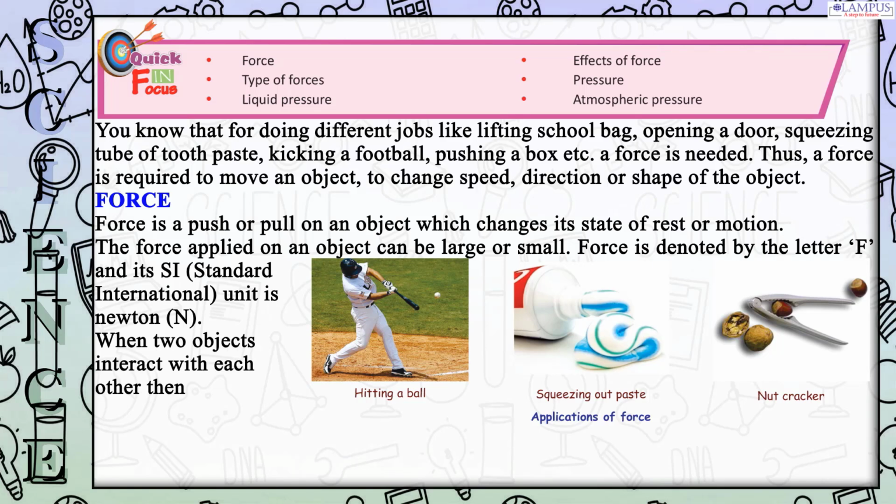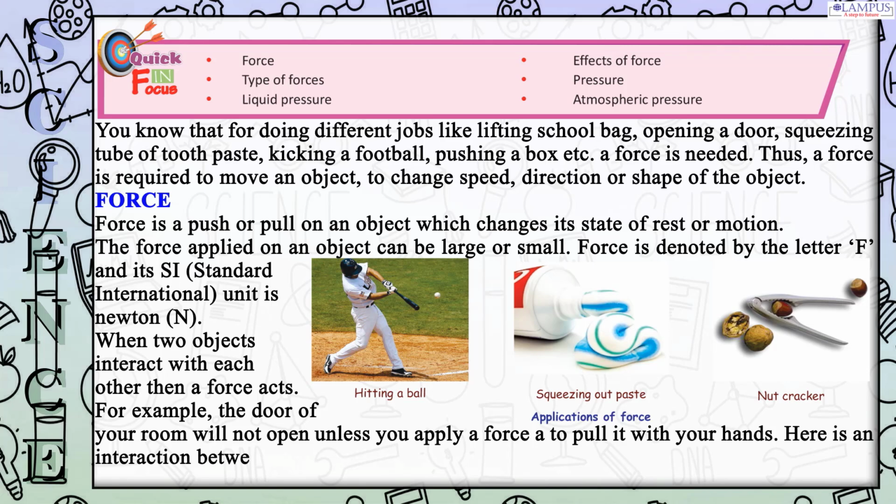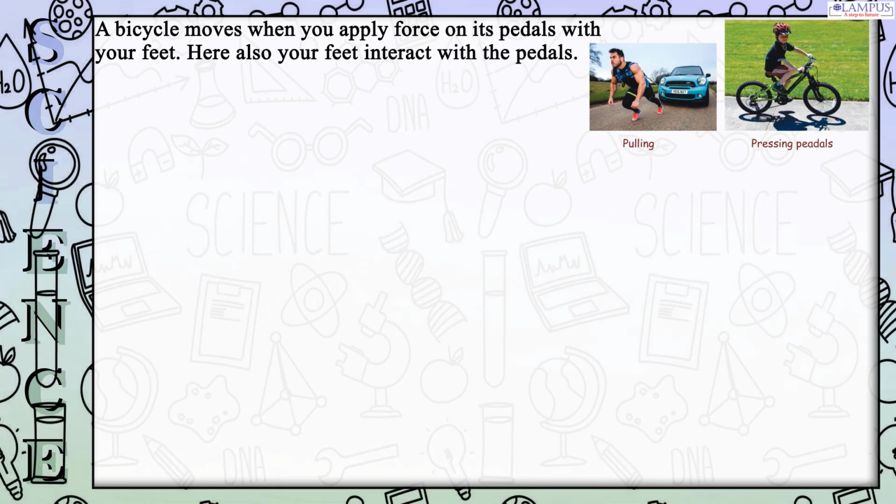When two objects interact with each other, then a force acts. For example, the door of your room will not open unless you apply a force to pull it with your hands. Here is an interaction between the door and your hand. A bicycle moves when you apply force on its pedals with your feet. Here also your feet interact with the pedals.